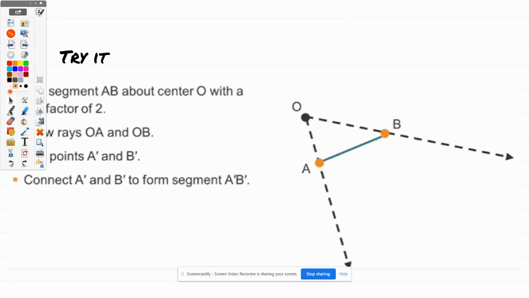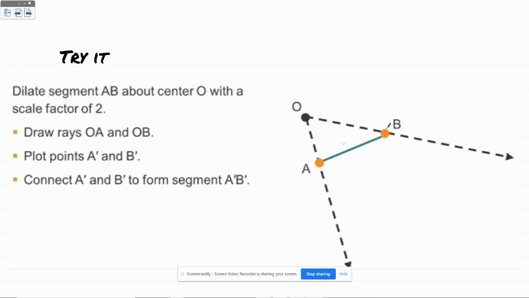So let's actually try it. We have a segment. I'm going to dilate it. The scale factor is 2. Now, I don't have a ruler. They already drew the rays for me, but we kind of have to measure here, okay? So how long do you think that is? Well, whatever it is, I need to take that distance times 2. So if that's there, then where's my new point going to be? It looks like maybe about here. Let's say that's B prime.